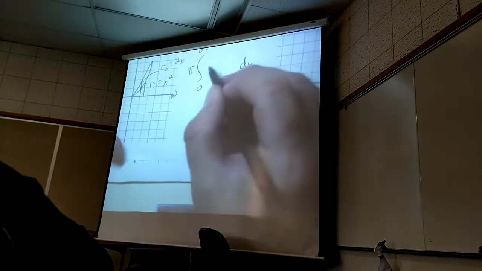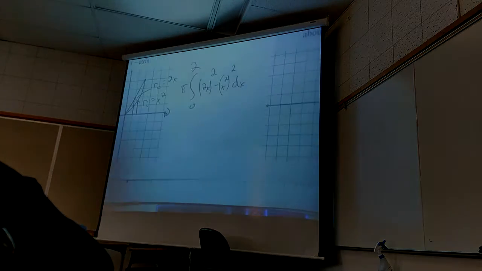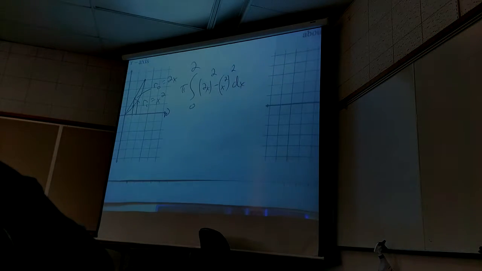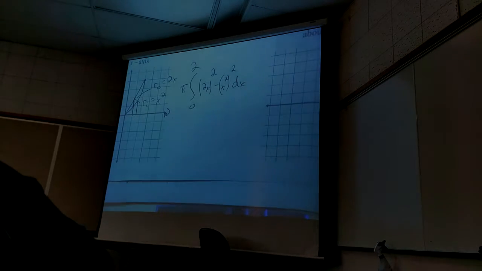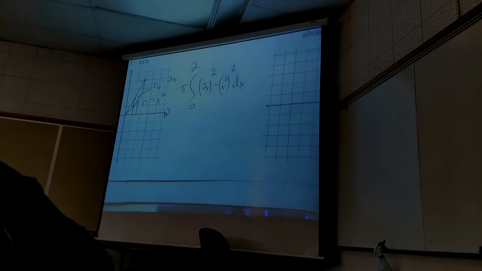My outer radius was 2x. My inner radius was x squared. So the outer radius, that would make the big disk, minus the inner radius squared, which would be cutting out the middle. And then go ahead and do it. Do it.